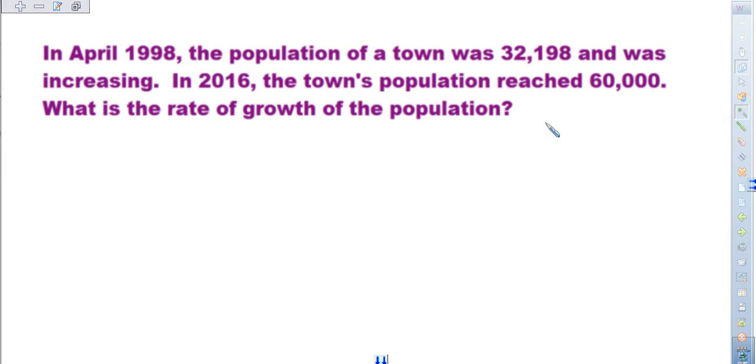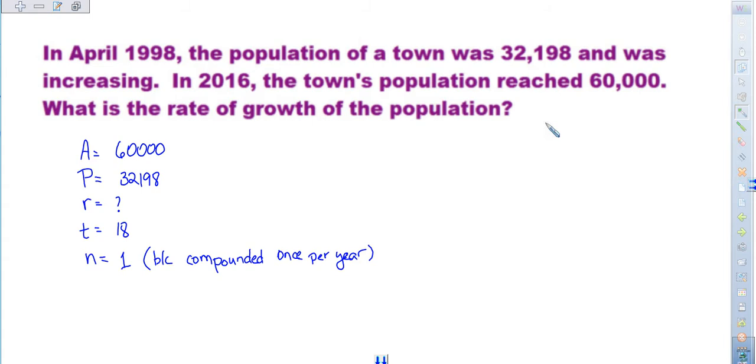So, next question. First thing we're going to do is go through and break down what everything is. So we're going to start with 32,198 in 1998, and then in 2016, it's going to have gone up or increased to 60,000. So what's the rate of growth of the population? So you identify all your parts.